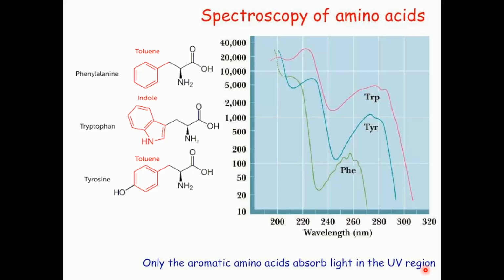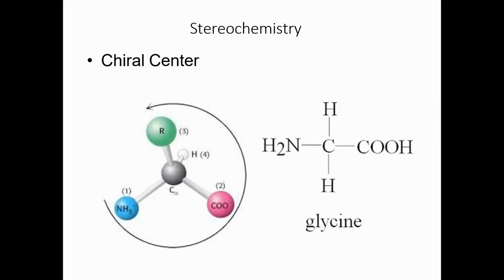So this is one important property of amino acids, and only three amino acids are able to absorb UV light: tryptophan, phenylalanine, and tyrosine.